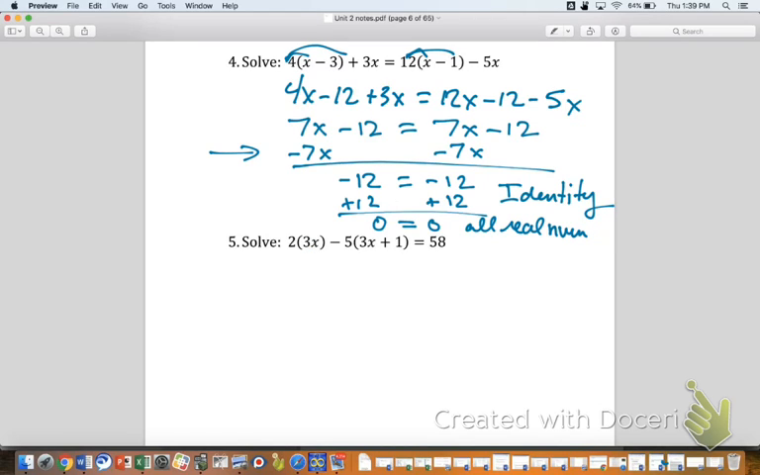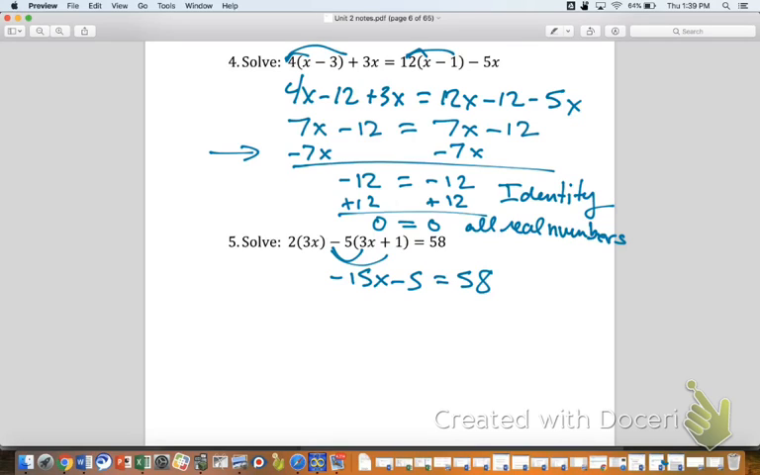So you just leave it? We'll get there in a second. I will agree with you. We need to distribute the negative 5 though, right? So I'll just put this as minus 15x minus 5 and the 58. Let's deal with the 2 parentheses 3x.